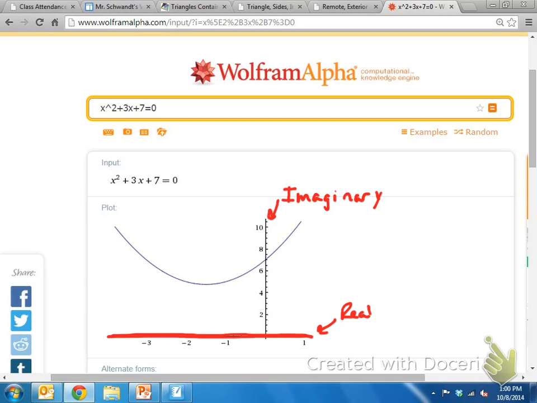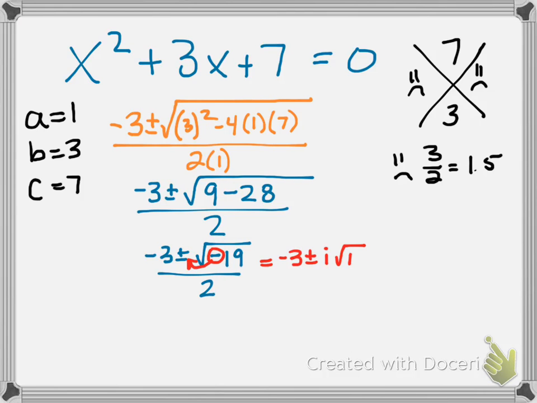So we're not necessarily concerned that you know how to graph these kinds of equations. We just want you to know that when I have a negative inside the square root, it means that I will not have any x-intercepts. I will have only imaginary intercepts. And so in this case, going back here, it's going to be negative 3 plus or minus i square root of 19 over 2. So those are imaginary roots. So that is how you would solve a quadratic equation when there are no real roots. These are imaginary roots.